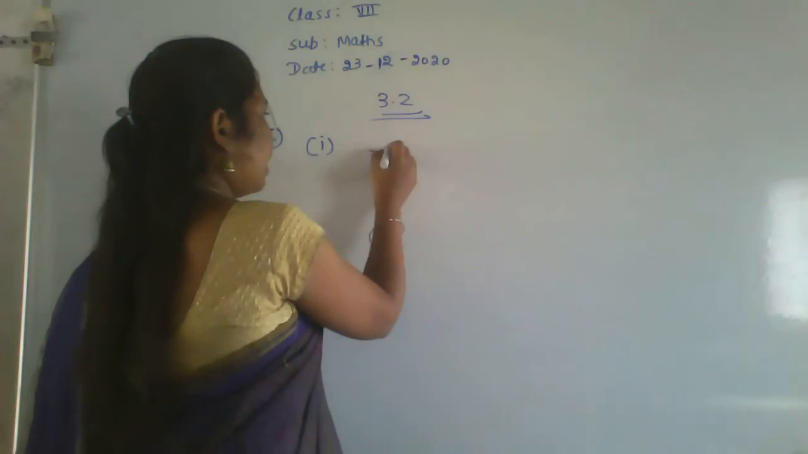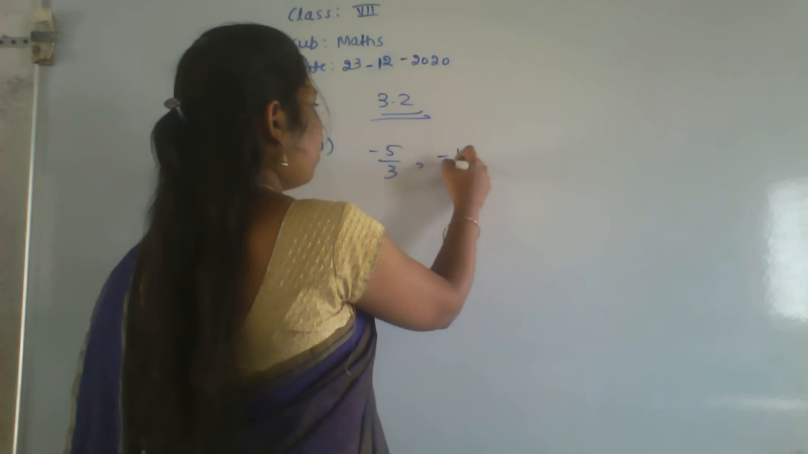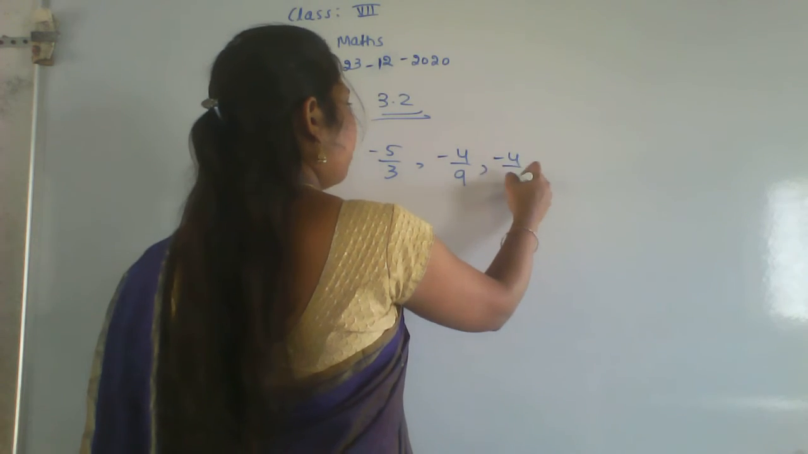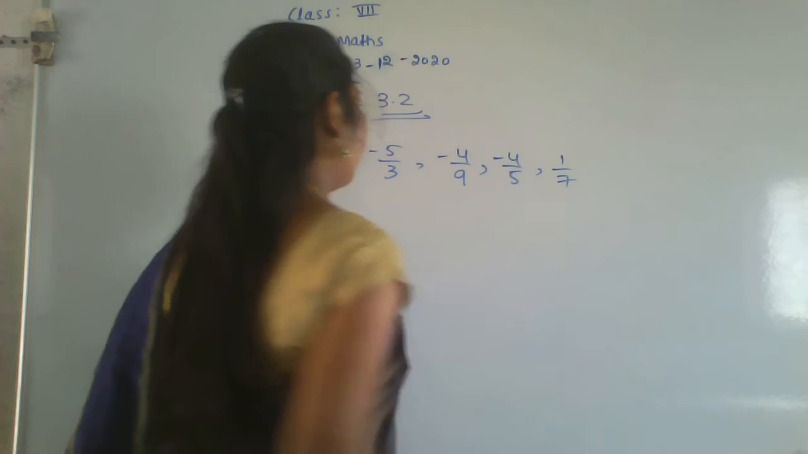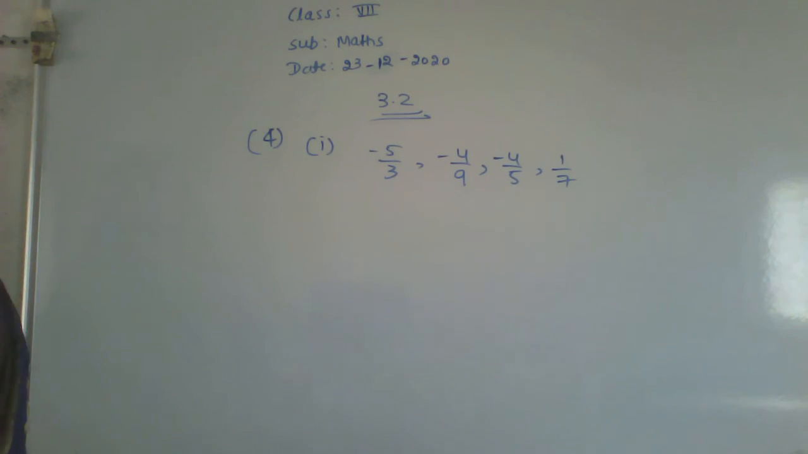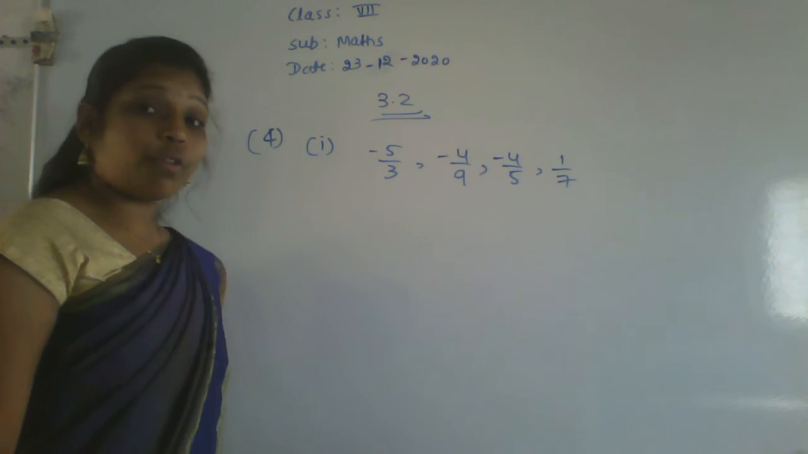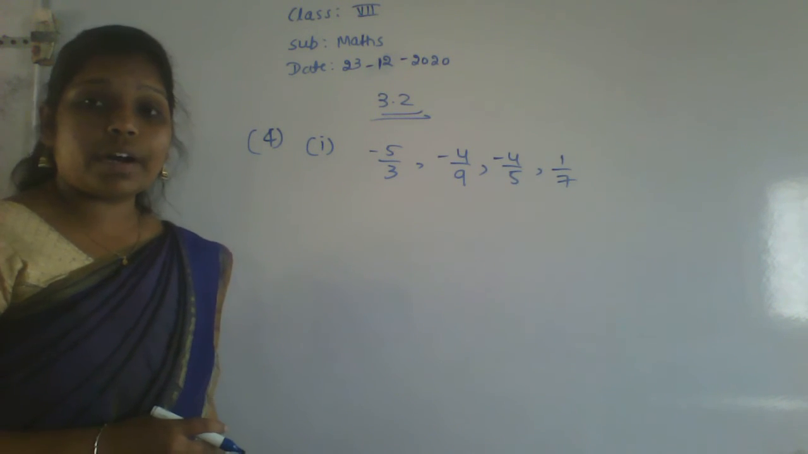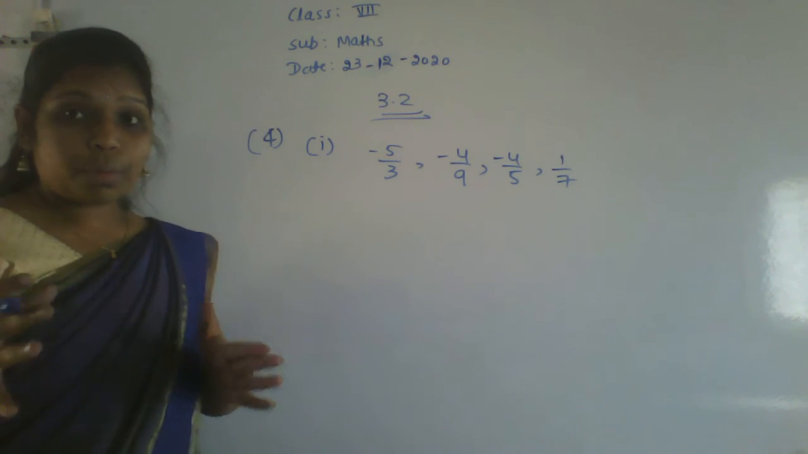Okay, so minus 5 by 3, comma, minus 4 by 9 and comma, minus 4 by 5, comma, 1 by 7. Right? So these are the rational numbers they given. We need to write these numbers in the form of ascending order. What is the meaning of the ascending order here? Ascending order is nothing but smallest to biggest number.